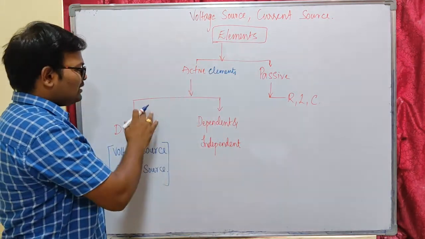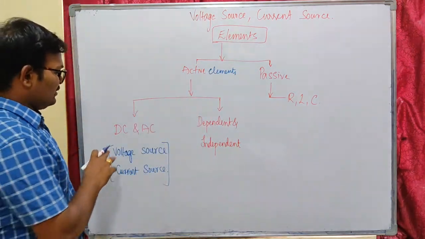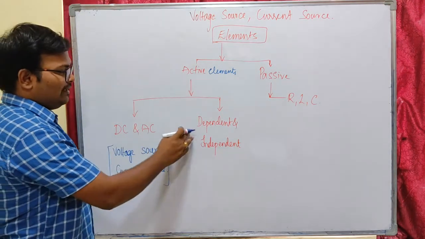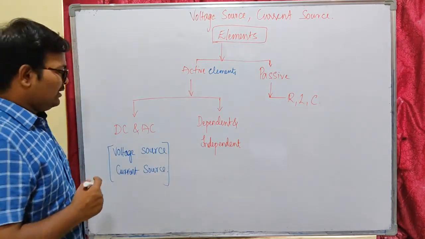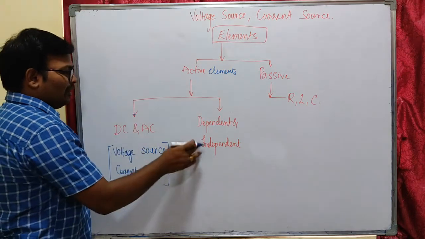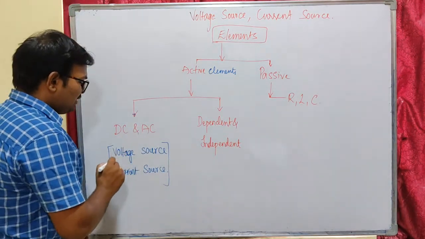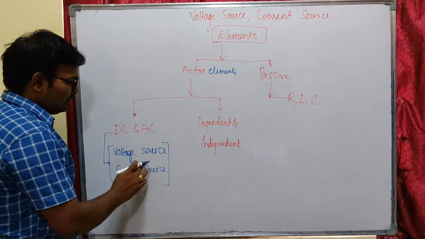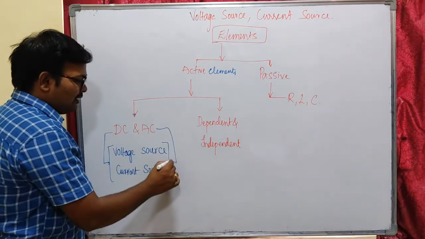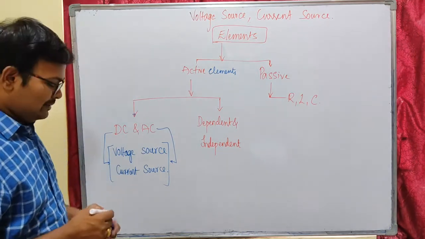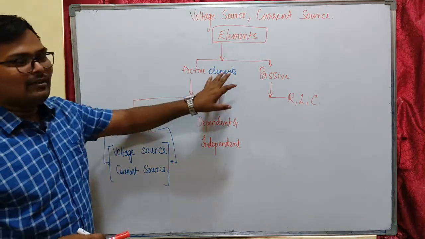Active elements are further divided into two types, that is AC and DC type elements, and dependent and independent type elements. Dependent and independent are a different classification; AC and DC are a different classification. In DC, again you will have voltage and current sources, and in AC also we will have voltage and current classification.